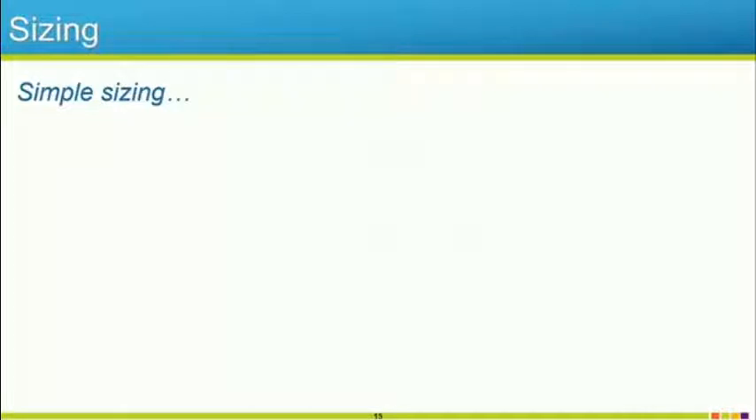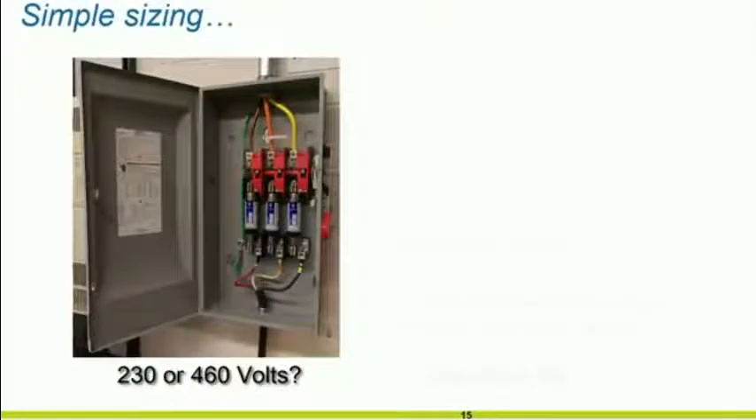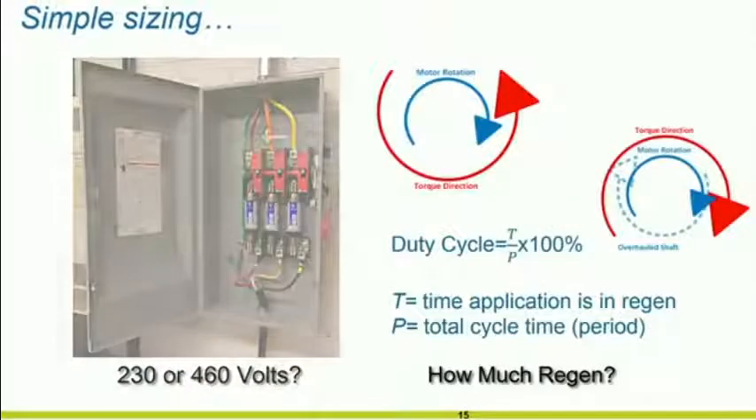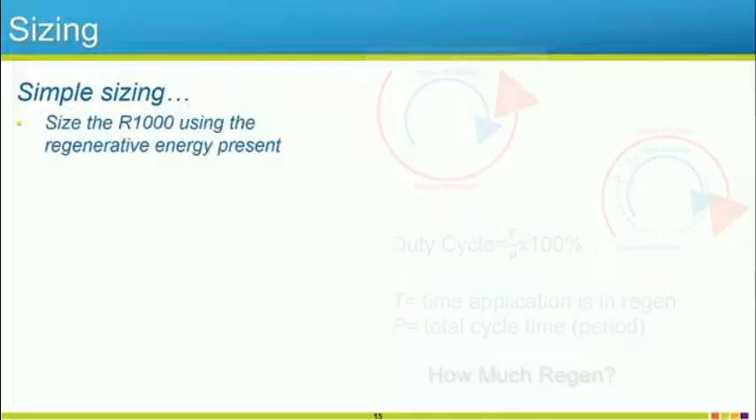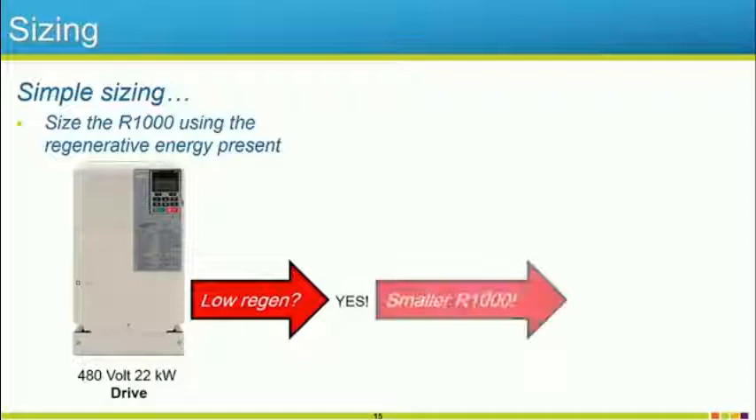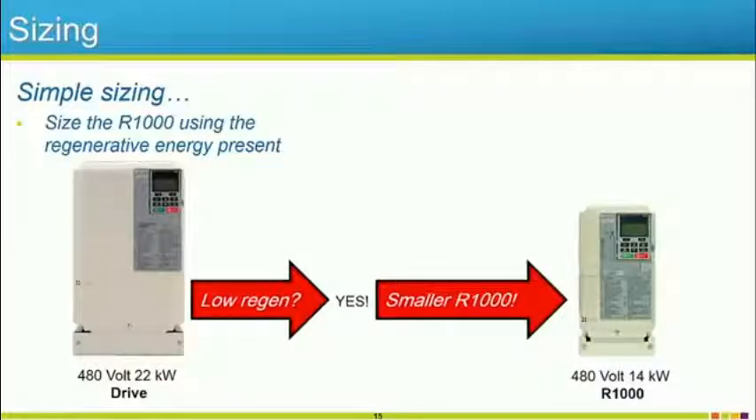Selecting the proper R1000 for your application is dependent on the voltage class and also the amount of regenerative energy present. Depending on the amount of regen present, you may be able to select an R1000 with a smaller capacity than the drive that's being applied. For example, if you have a 480 volt 22 kilowatt drive on an application, if this application has low regen, you may be able to use a smaller 14 kilowatt R1000.